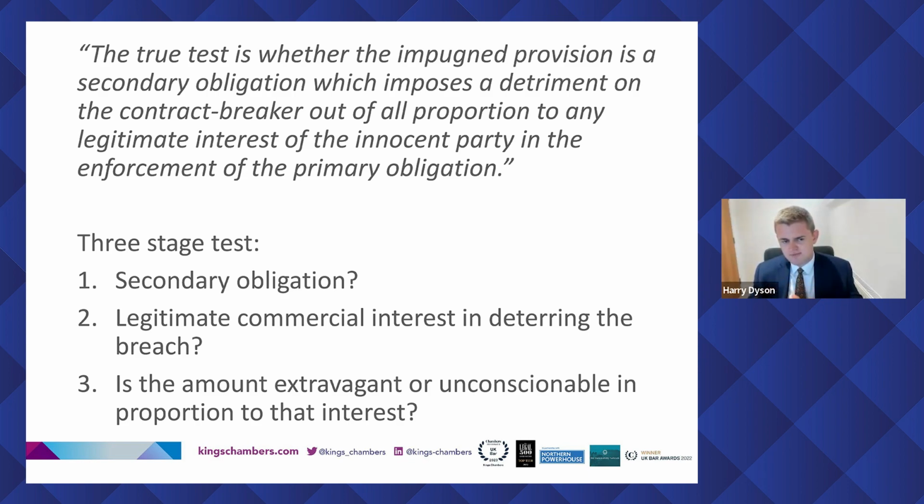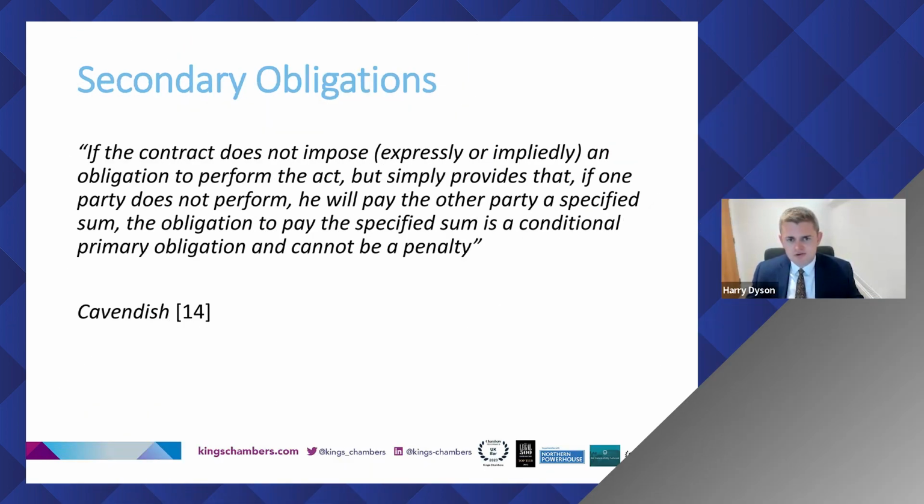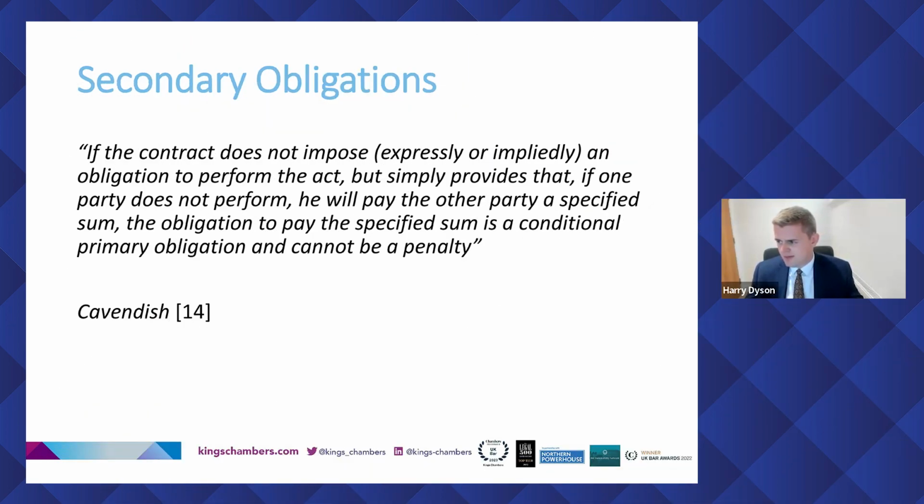So this, with aid of some of the sections of the judgment, can be broken down really into three stages. The first one, is the clause a secondary obligation? Secondly, is it a legitimate interest, commercial interest in deterring the breach, or does such an interest exist? And is the amount extravagant or unconscionable in proportion to that interest? This is the main takeaway from the case, and really is the most important section of the judgment, as you'll gather. So secondary obligation, what do we mean by that?